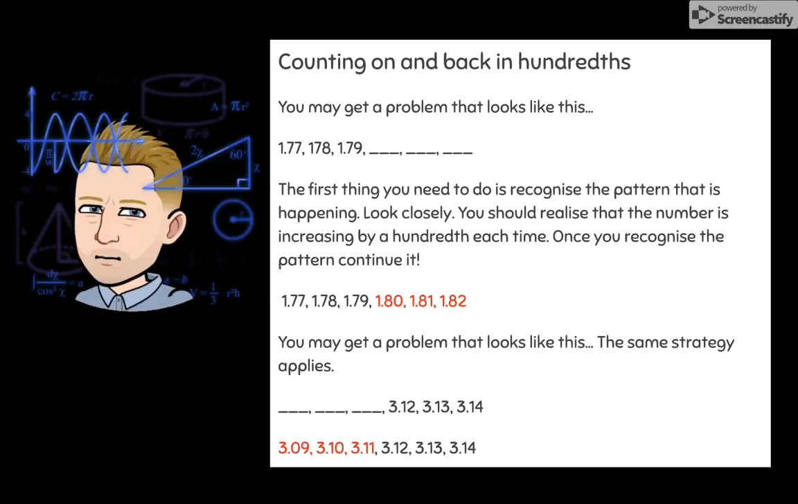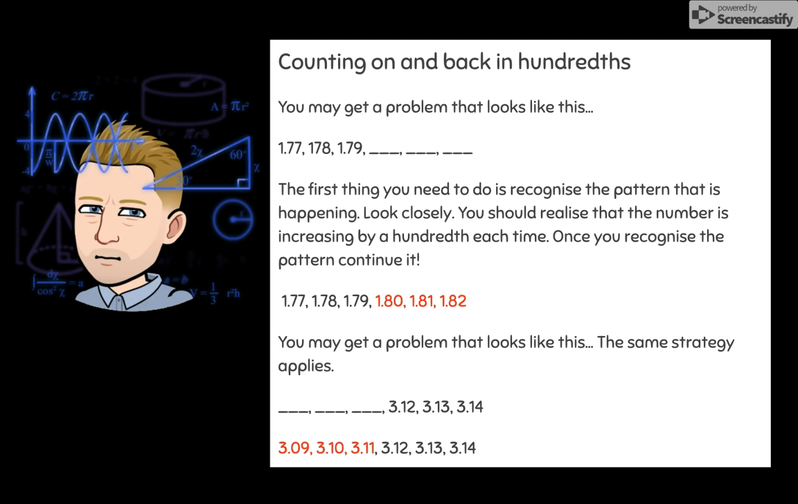All right, counting on and back in hundredths. You may get a problem that looks like this. 1.77, 1.78, 1.79. What comes next? Again, look closely at the problem. Analyze it. Figure out what's going on. You should realize that the number is increasing by 1/100th each time. Once you recognize it, continue it.